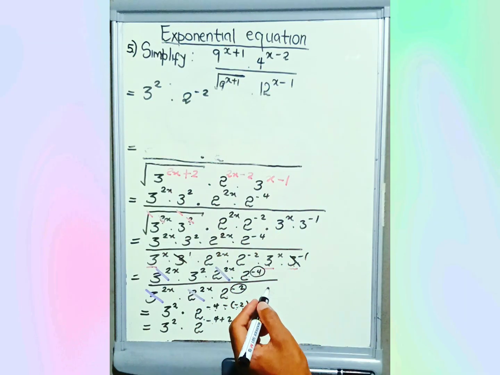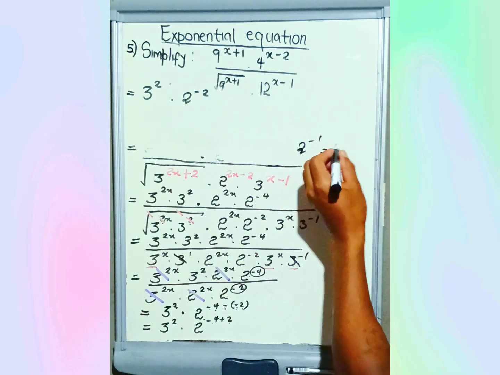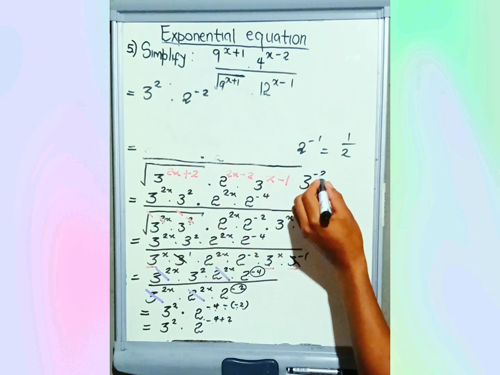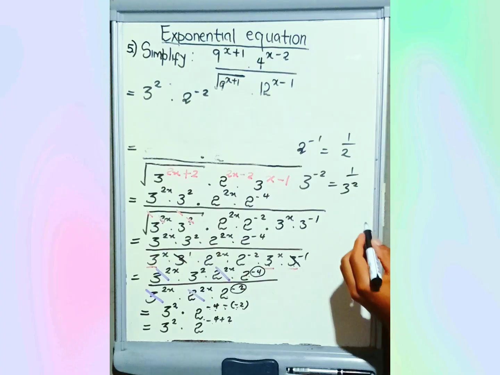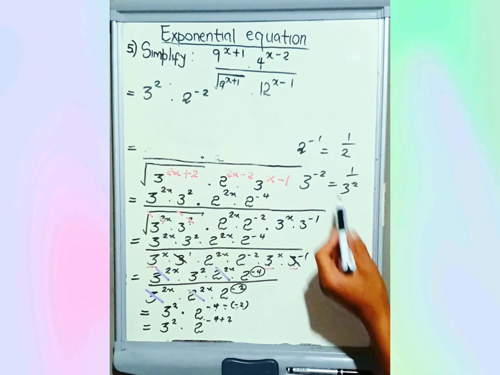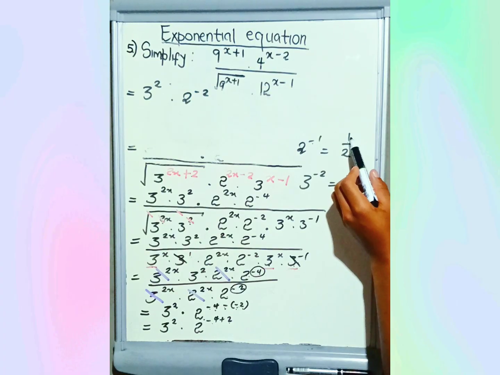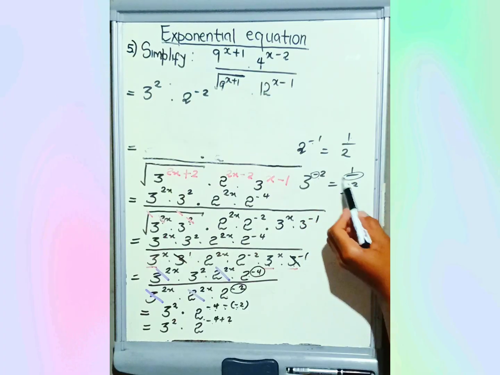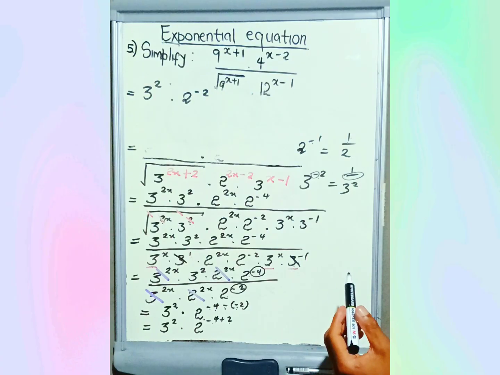Remember the negative exponent says that if we have 2 raised to negative 1, it is the same as 1 over 2. If we have 3 raised to negative 2, it is the same as 1 over 3 raised to 2. This negative exponent is just telling you that we're going to have a fraction, but the base and the exponent remain the same.